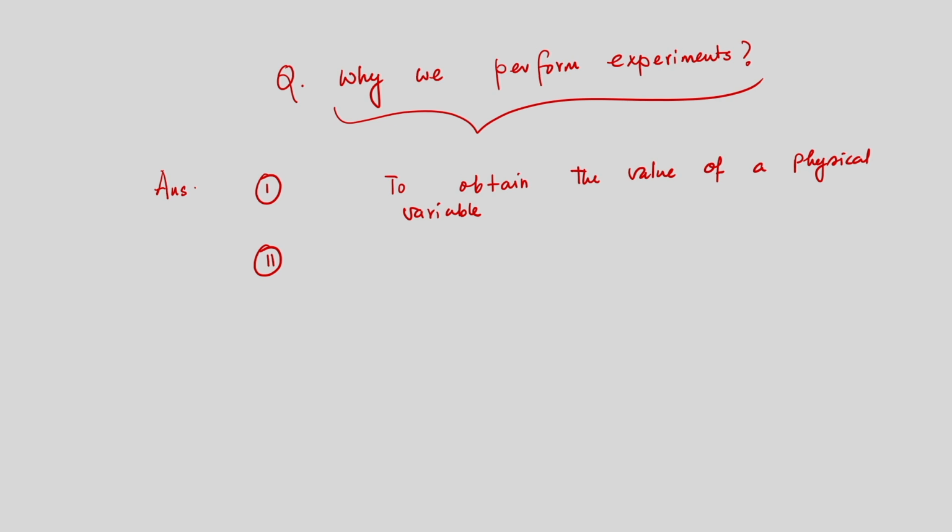So if we need to know what is the velocity, what is the pressure and what is the temperature of the fluid, the pressure of the flow inside the domain, and of course the flow velocity, then we need to go for the experiments. So this is to obtain the value of a physical variable.